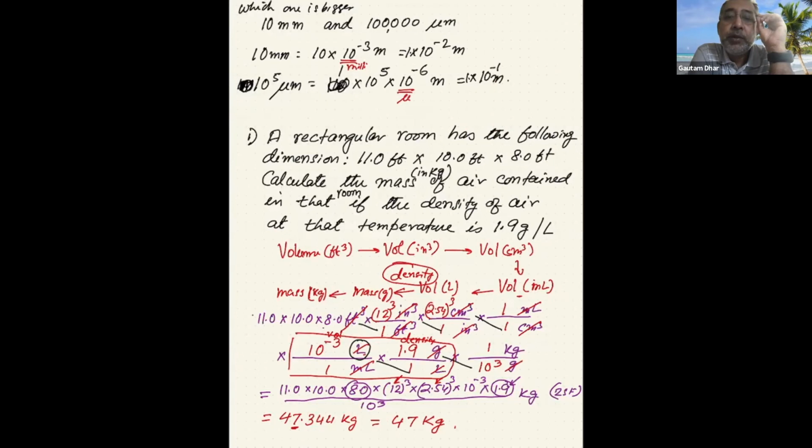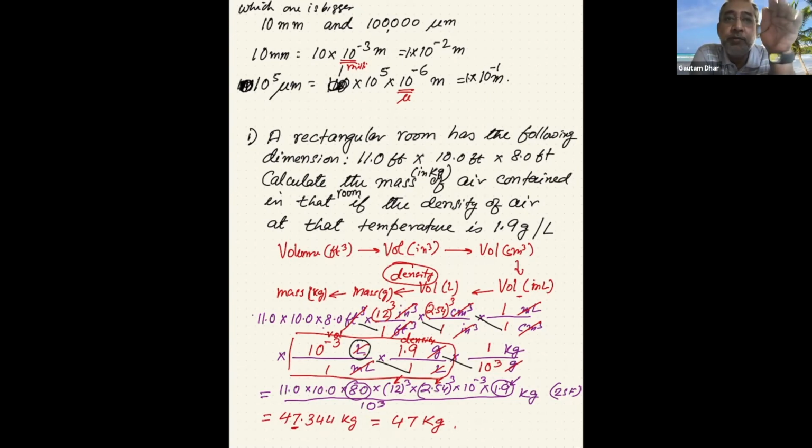The volume of the room is in feet. So I need to go from volume in feet cube to volume in inch cube, then volume in centimeter cube. And from there, I need to go to volume in milliliter. So many conversion factors, right? But you have the path.